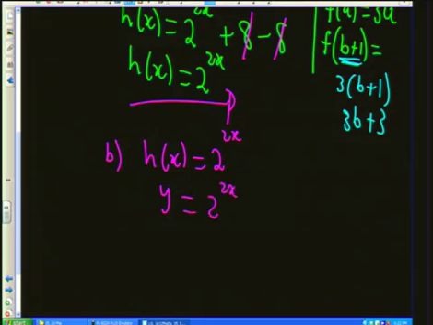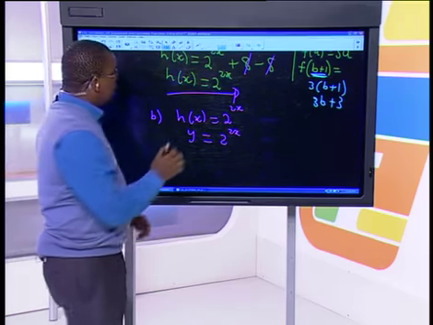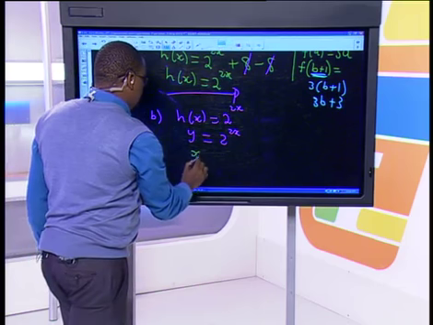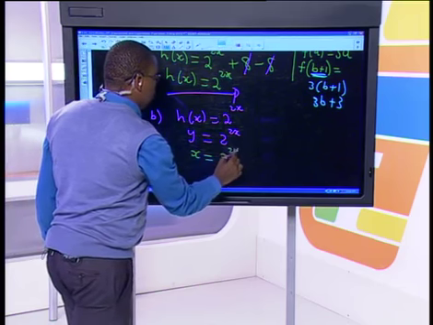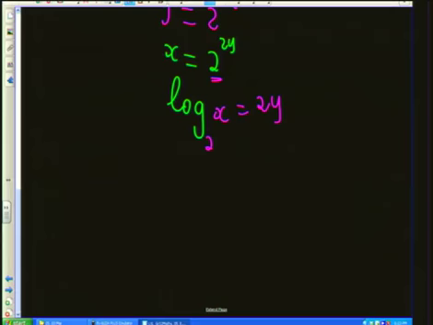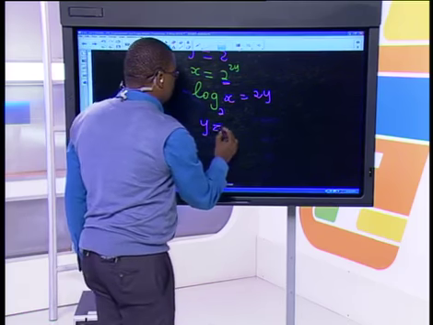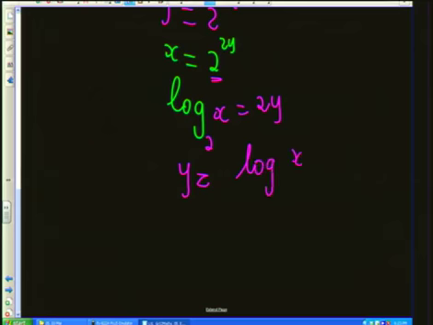Now remember, interchange x and y. So in the place of y, I'm going to replace it with the x, and in the place of x, I put y. So we have x is 2 to exponent 2y. Now I want to make y the subject of the formula. So you've got your log, the base stays as 2, then you've got your x equals 2y. Now, because the question specifies, it says make y the subject of the formula. So you get your y is log x base 2.